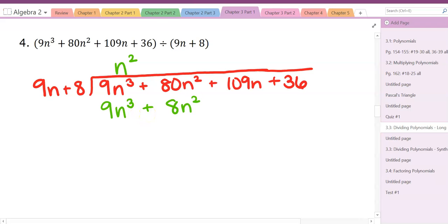So when I actually subtract, I'm going to subtract. I don't have to worry about double negatives here, because both of these terms are positive. So the 9n to the thirds are gone. What's going to be 80n squared minus 8n squared? Good. 72n squared. And then we bring down the 109n plus 109n.